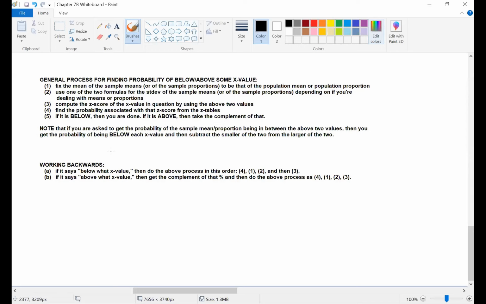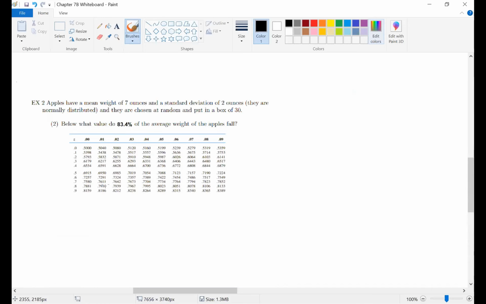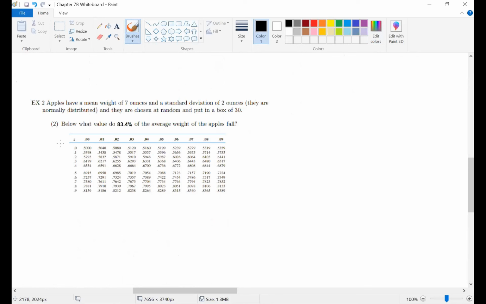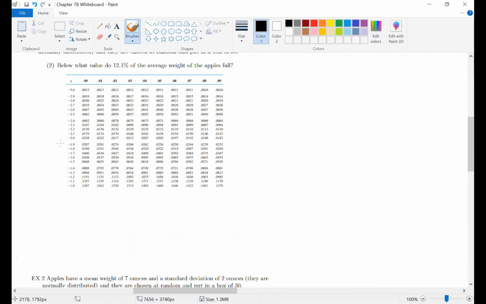So now you have this one. Don't worry about the working backwards. We'll do working backwards in a moment. I'm going to give you an example where you have to find in between, and I want you to use this exact process to do that. You can use this process for everything. It will always work if you get your initial numbers correct. So I'll give you one right here.